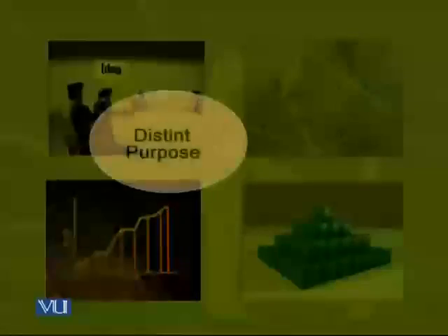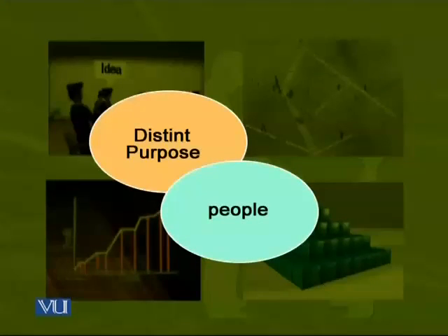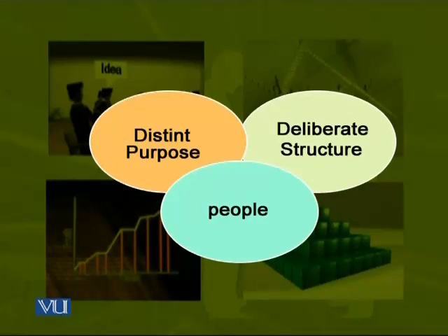So I'll focus on three things. Number one, they have a distinct, specific purpose. And there are people there. In each organization, of course, they might have different types of technologies, equipment, financial resources, and other things. But the most important resource, the basic component which can make one organization different from another, is the people. And they are structured.